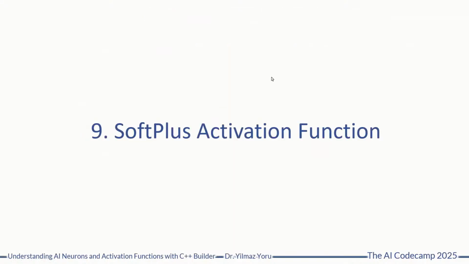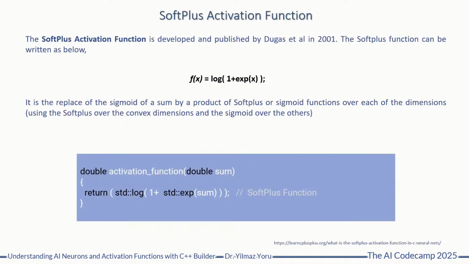And the other one is the softplus activation function. It was developed in 2001, and it is the replacement of a sigmoid of a sum by a product of softplus or sigmoid functions over each of the dimensions. And here is an example of the softplus function in C++ as below here. So there is an exponential function and a logarithmic function used as a return.